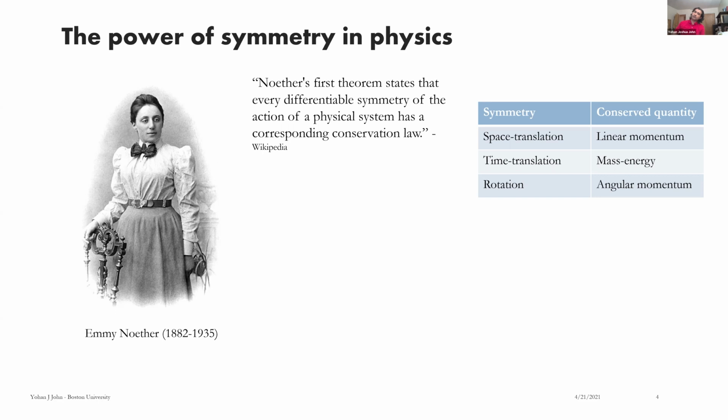So translation in space corresponds to linear momentum. If you have a system that looks the same as it translates in space, then its linear momentum is conserved. If the system looks the same a certain amount of time later, time translation or time evolution, then you have conservation of mass energy, which is a very nice way of understanding the link between time and energy. If something looks the same and moves the same, then you'd think, well, it's conserving energy in some sense. And for rotation, you have angular momentum.